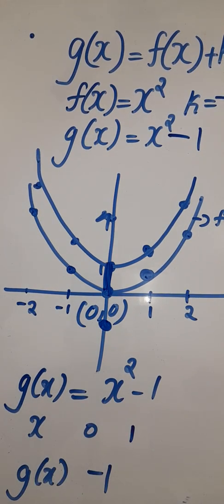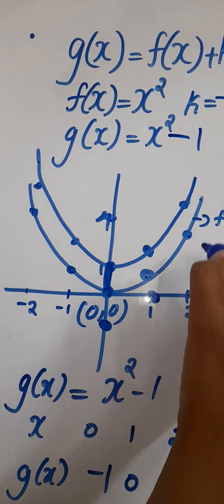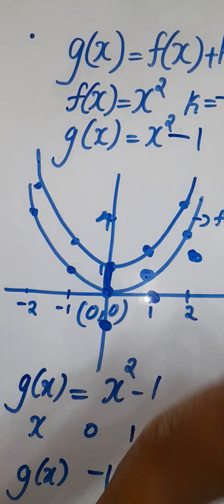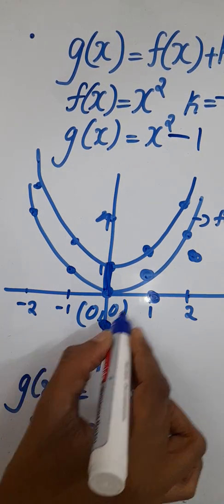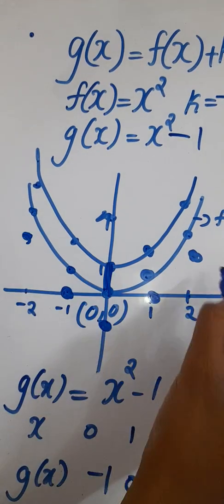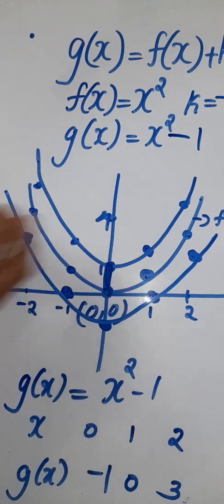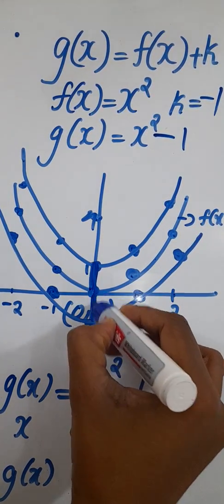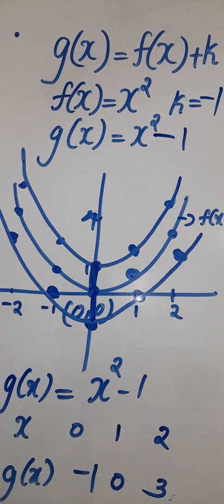For x equal to 1, we get 1 squared minus 1, 1 minus 1, which is 0. So you get the point (1, 0). For x equal to 2, we get 2 squared minus 1, 4 minus 1, which is 3. So for x equal to 2, we get it to be equal to 3, somewhere in between 1 and 4. Similar points we get because of the symmetry, on both the sides. Join them. What we see is that the curve f of x is shifted downwards, again by 1 unit.